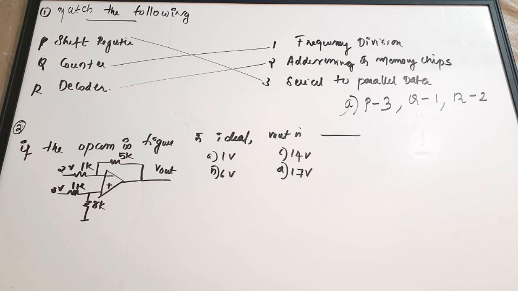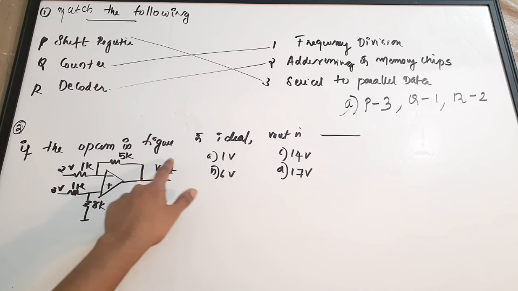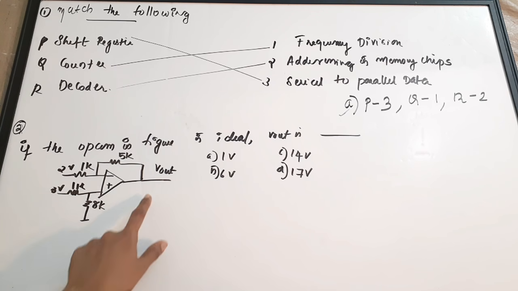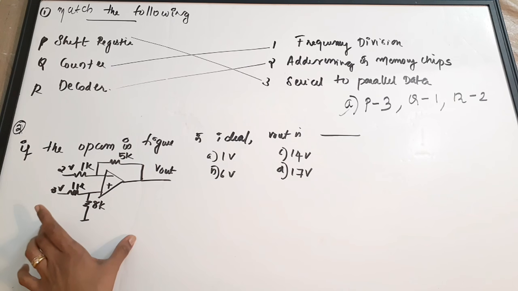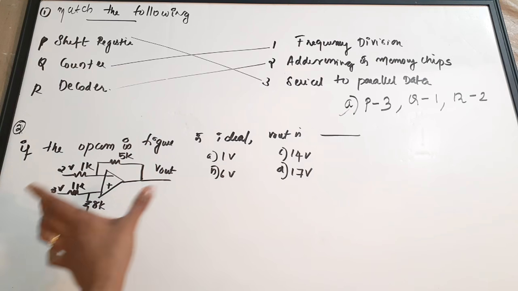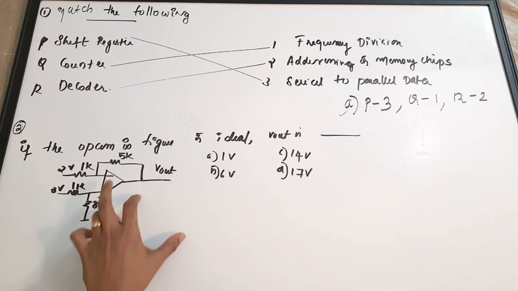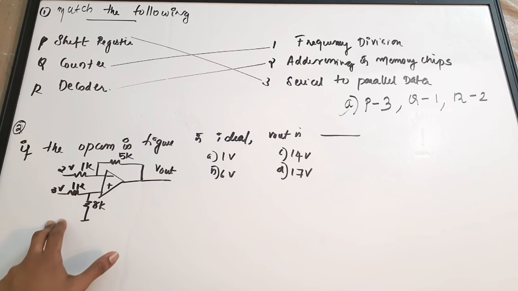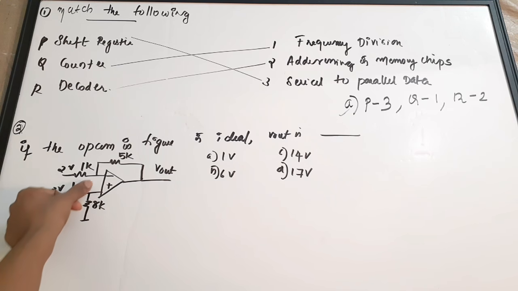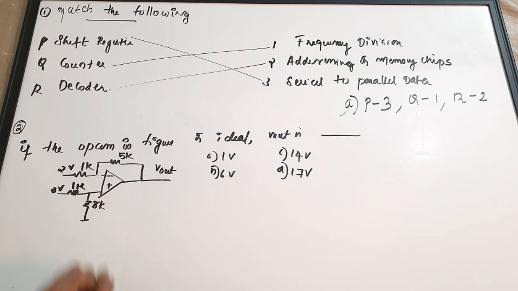Okay, next question is from analog electronics. The question is from the op-amp section. If the op-amp in the figure is ideal, V out is dash. We need to find the output voltage. We have been given an ideal op-amp, or operational amplifier, with a negative and positive terminal, and two voltages connected to them. Now we need to find the voltage coming to the negative terminal and the positive terminal.